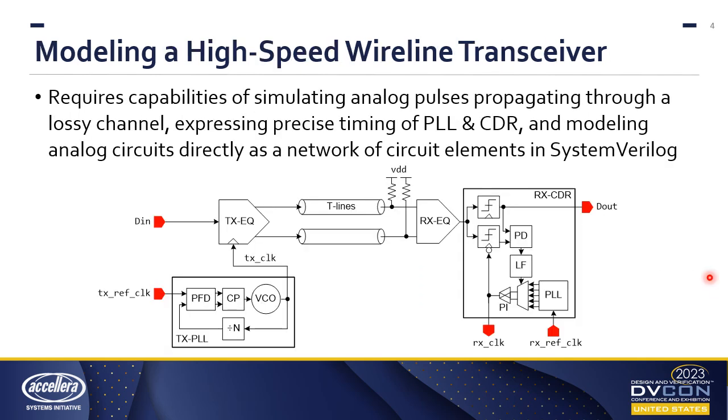However, a high-speed wireline transceiver is a large, complex system including many analog mixed signal circuits, such as this transmitter, transmission line channel, receiver, equalizer, this clock generating PLL, and clock and data recovery circuit. To model this system and estimate its BER, we must be able to simulate analog pulses propagating through the lossy channel, express precise timing of the clocks produced by the PLL and CDR, and model the circuits directly as a network of circuit elements in SystemVerilog.